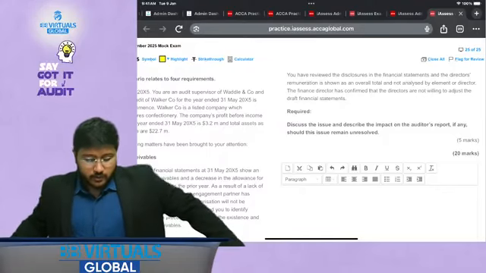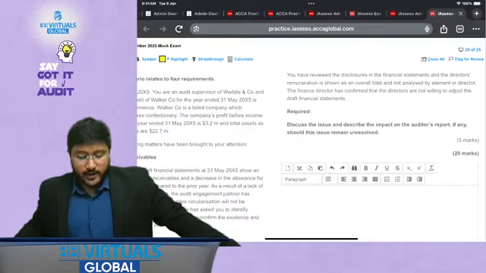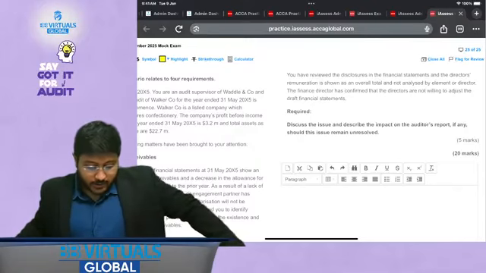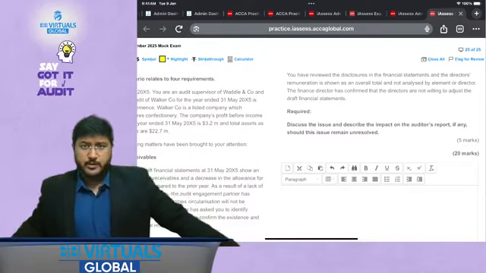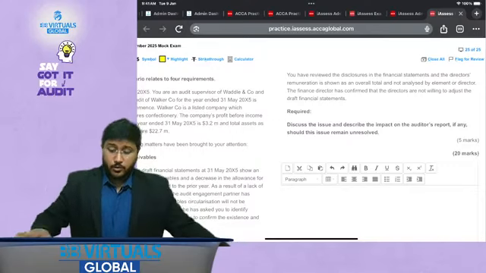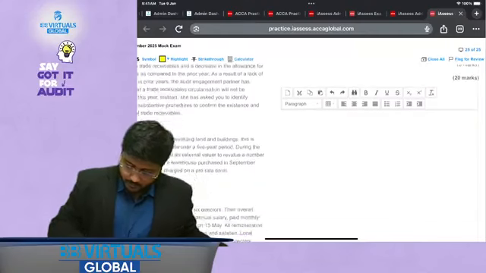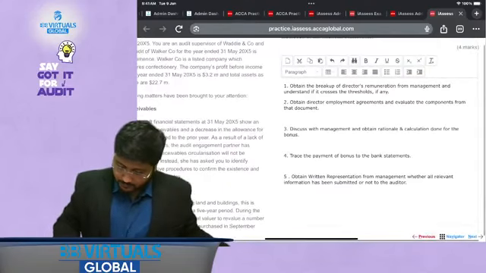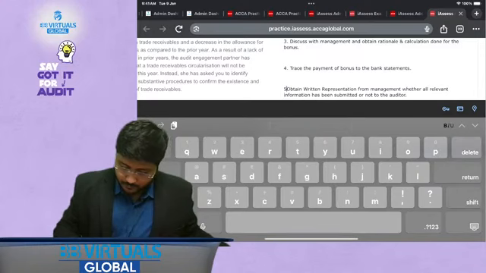So you have reviewed the disclosures in the financial statements, and the director's remuneration is shown as an overall total and not analyzed by element or director. The finance director has confirmed that the directors are not willing to adjust the draft financial statements. Okay, so here you should also mention in the last part one more audit procedure. This should be your sixth one.